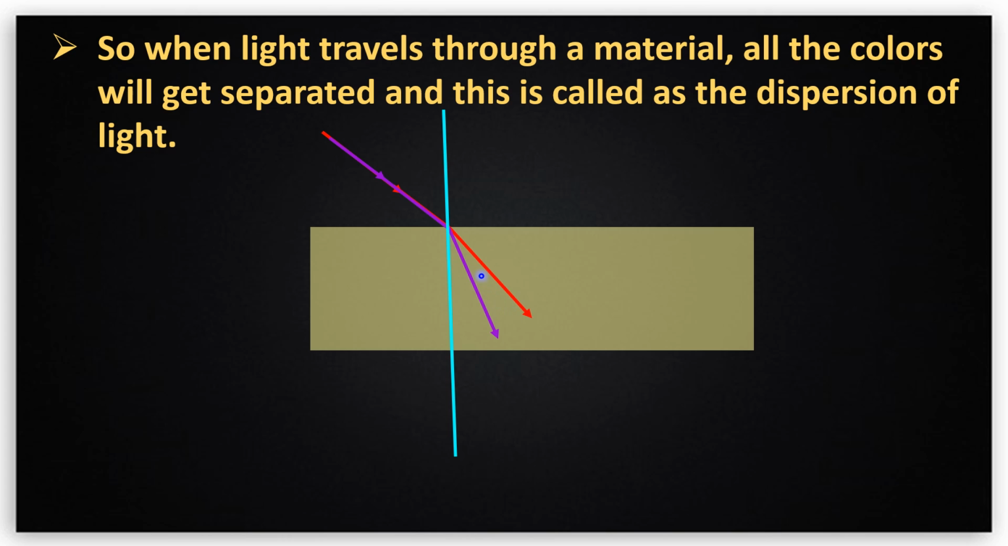And the remaining colors will come in between. So due to the different refractive indices of each color, they will get separated when they travel in a medium, in any material other than vacuum. Okay.